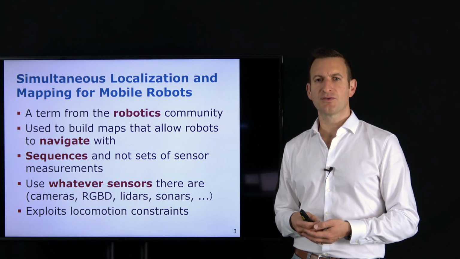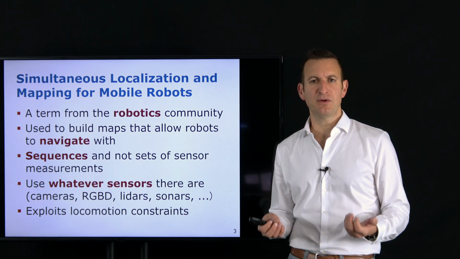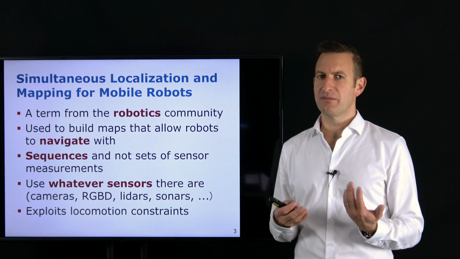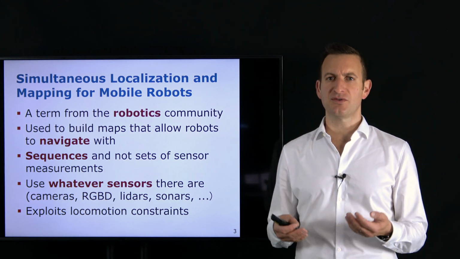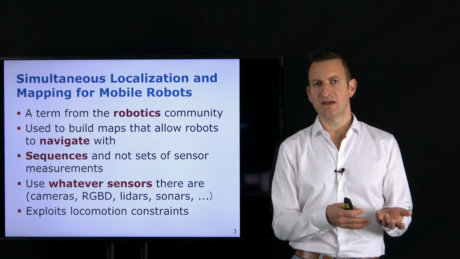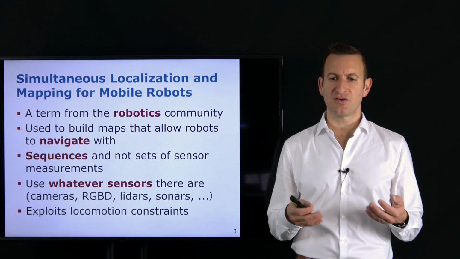And the term SLAM is also used whatever sensors we're using. So we're not restricted to cameras. If it would be purely camera, some people use the term visual SLAM, for example. But quite often other sensors are used, such as LiDAR range scanners, RGBD cameras, so cameras which provide a regular image plus depth information, could also be radars or sonars.